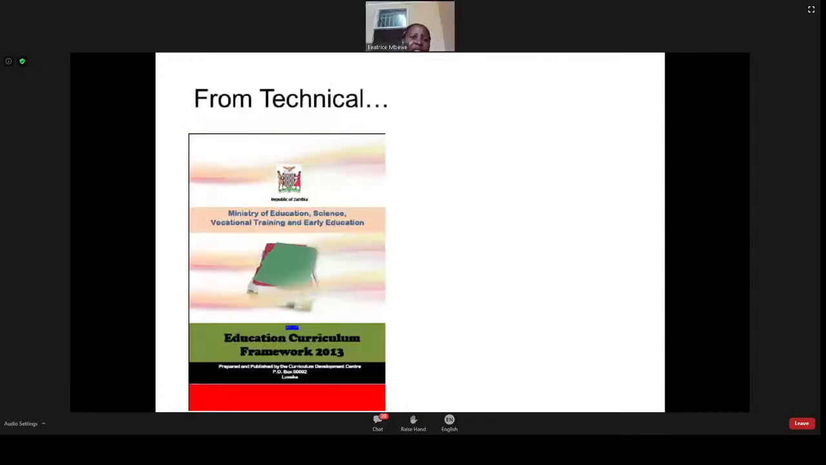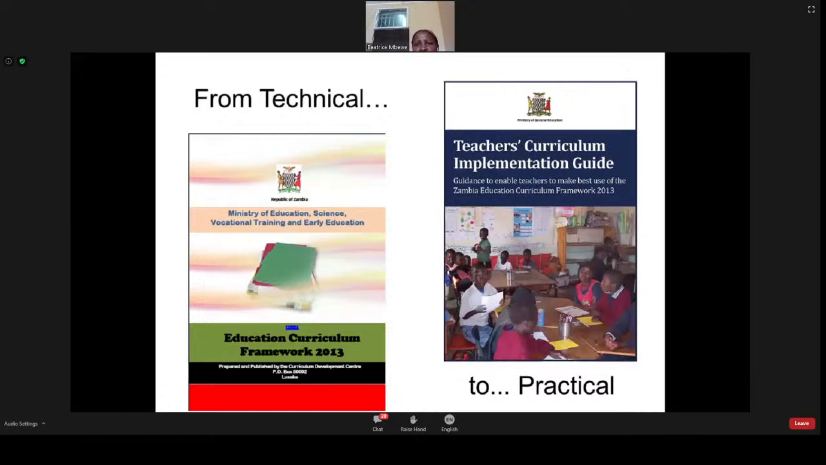As I earlier indicated, we already have these skills embedded in our curriculum documents. Initially, in 2013, the ministry came up with the education curriculum framework, but this document was too technical. It was so difficult for teachers to understand. So with the help of teachers on board, the ministry came up with another document, which is known as the Teachers Curriculum Implementation Guide, or in short, the TCIG. Now, this one is practical and simple for teachers to understand.